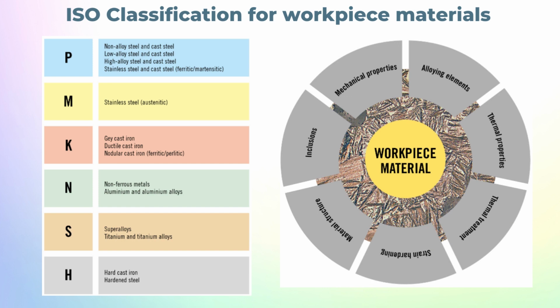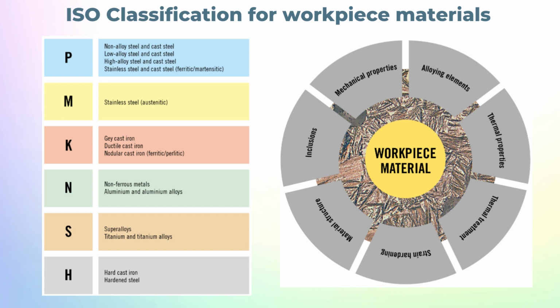ISO classified the engineering materials into 6 material groups based on their properties and machinability, in order to facilitate the process of choosing the appropriate cutting tools and machining parameters for them. Properties essentially determine how the material reacts to being machined, and how in turn machining affects the cutting tool. The table on the screen shows the details of these material groups.